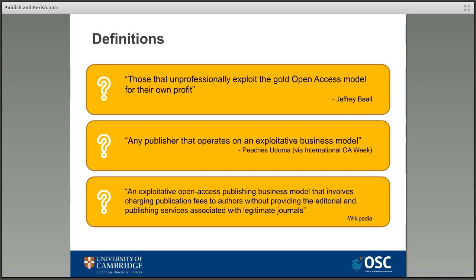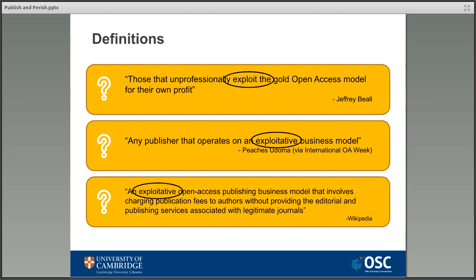The second definition comes from Peaches Udoma, and this is through the website for Open Access Week. And given the connection between predatory publishing and open access, I thought that that was an important one to include. And the final definition comes from Wikipedia. It provides a good all-round definition and is likely to be the one that most researchers will come across, as it's the one that comes up first on Google. This one expands slightly on the previous definitions and talks about the main business model for these publishers. Essentially, those who charge a fee without providing any of the services usually associated with that fee.